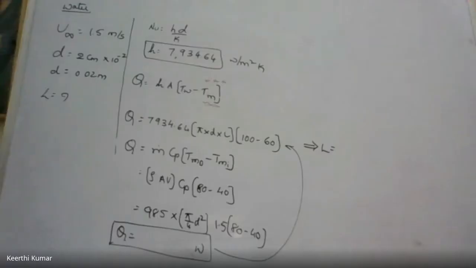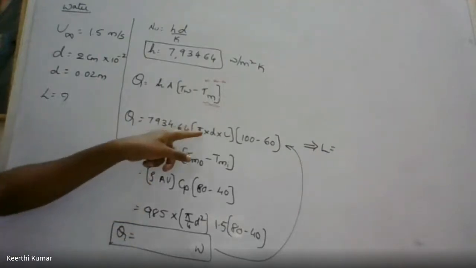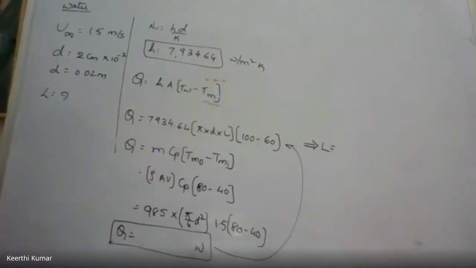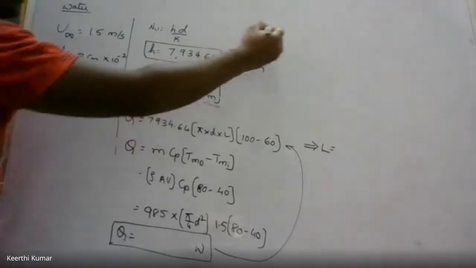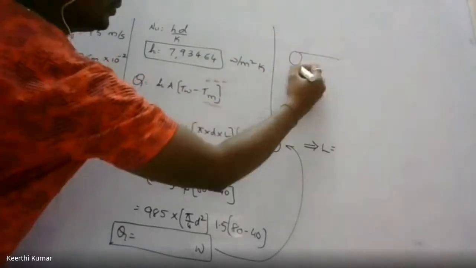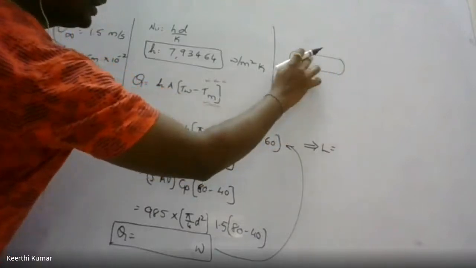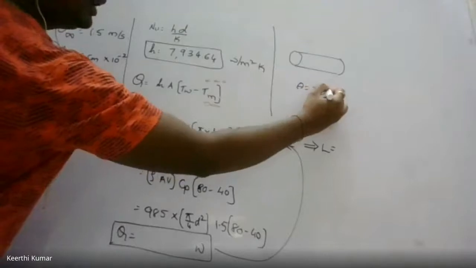Sir, area should be pi dl. Very good, very good. I thought somebody would ask this question. See, what is here? This area is pi. Okay, I'll show you. See now. If I am talking about the heat transfer throughout the length, area will be pi dl.